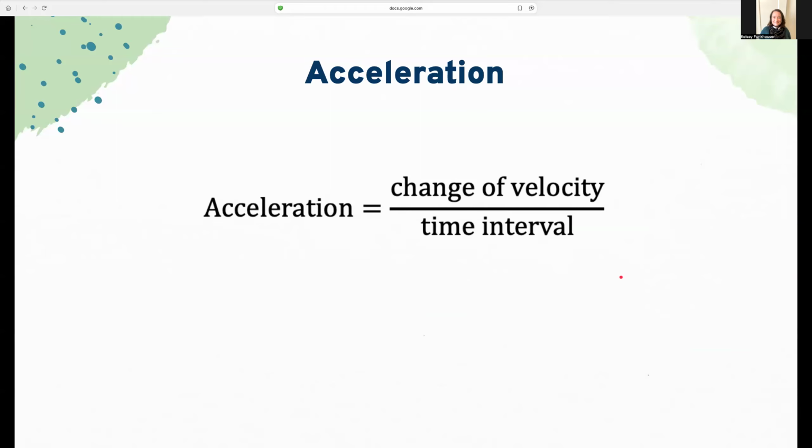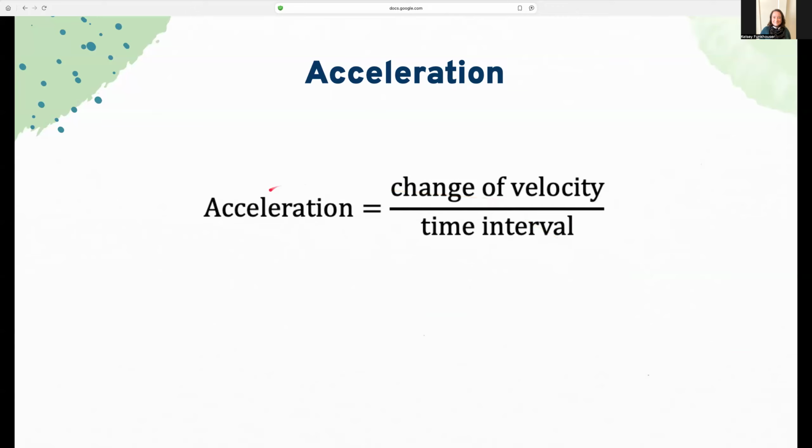Now we have acceleration. So as I said, since velocity depends on speed and direction, acceleration can happen with either the speed changing or the direction changing. So acceleration is what happens when the velocity is not constant. If the velocity is constant, there's no acceleration.